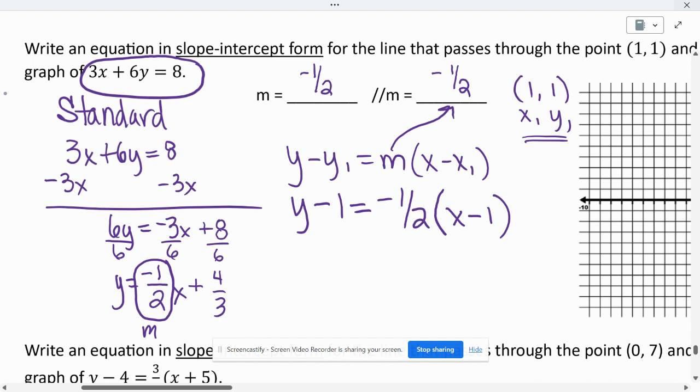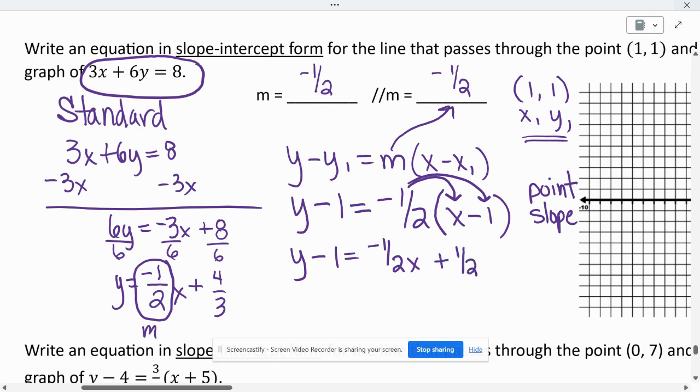Okay, so this is in what form? That's point slope. We need it to be in slope intercept form. How do I do that? I have to distribute this 1/2. So y minus 1 equals negative 1/2 times x is negative 1/2 x. Negative 1/2 times negative 1 is positive 1/2. And then I'm going to add 1 to both sides.